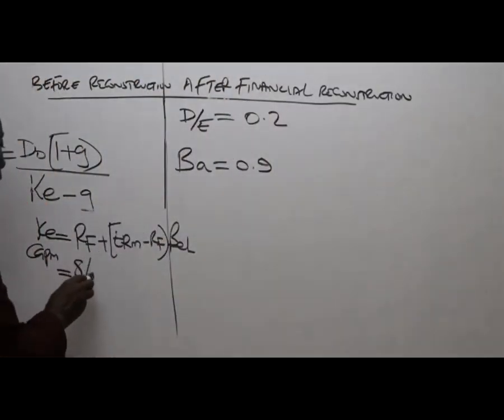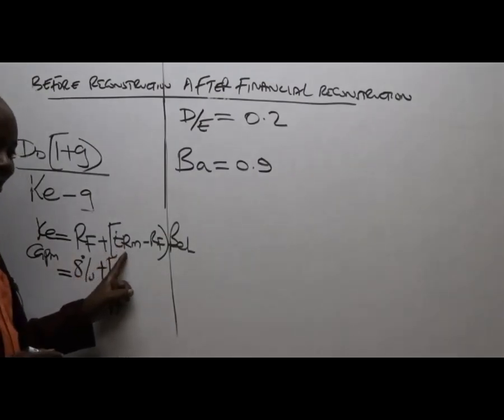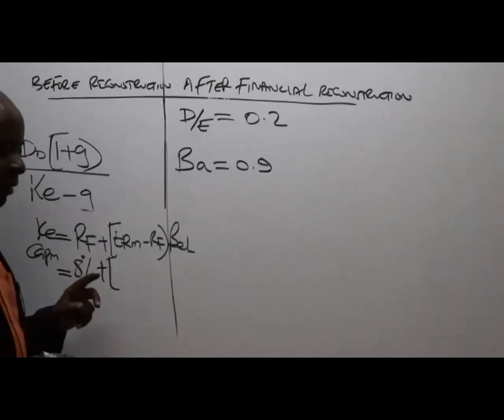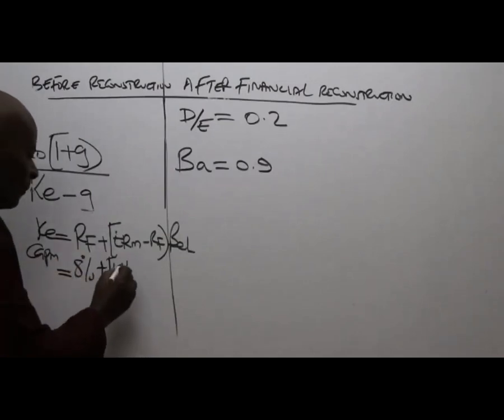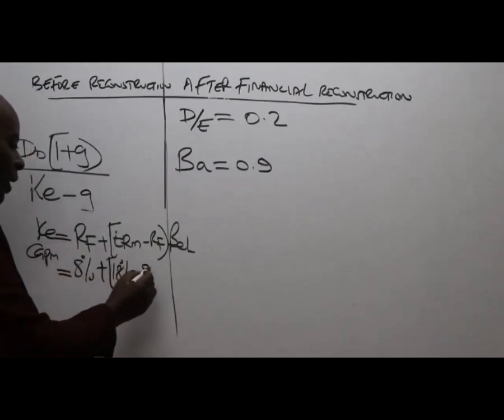Is there somebody who is able to see the market returns? The market returns are given in note number 2. Thank you very much. It's 18% minus the risk-free rate, which is 8%.